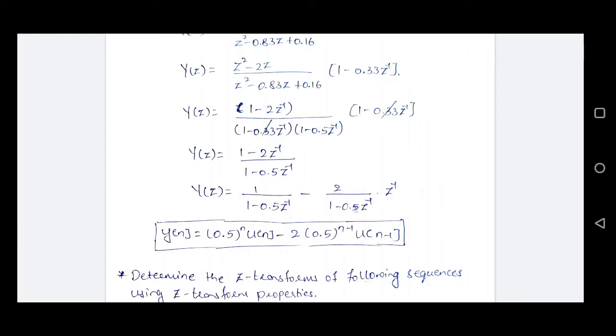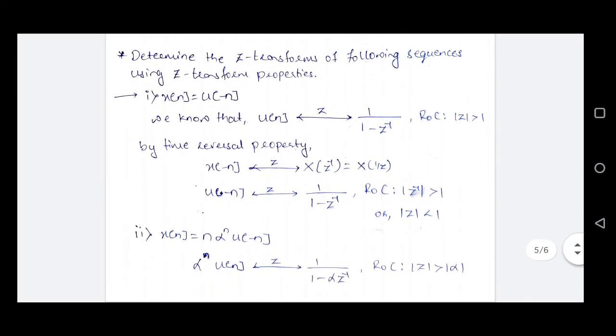In this problem, the system was defined as causal and stable. For a causal system, the impulse response will be 0 for n less than 0, so it has to be a right-sided sequence. So we'll write the output y[n] as 0.5^n u[n] minus 2 times 0.5^(n-1) u[n-1].